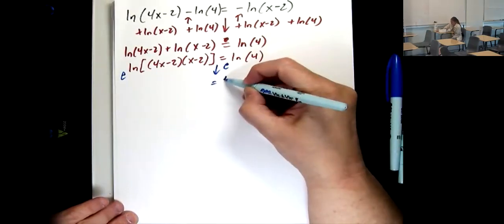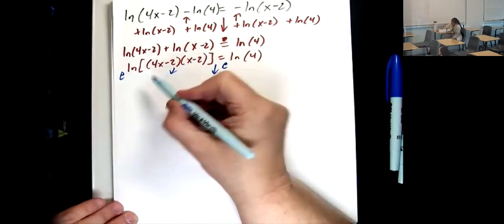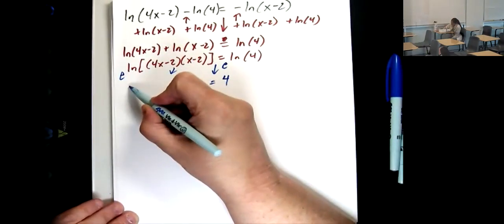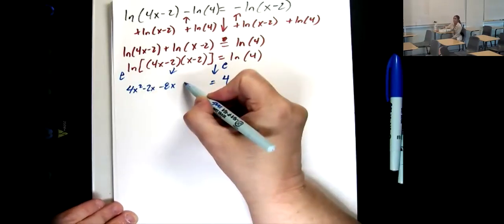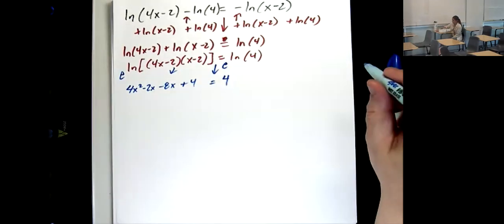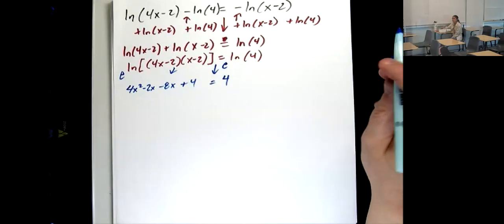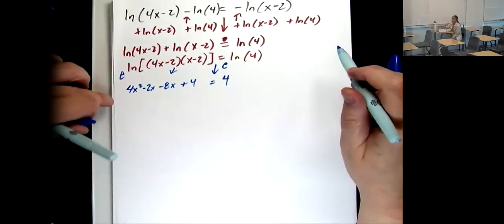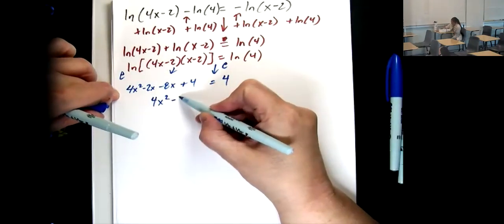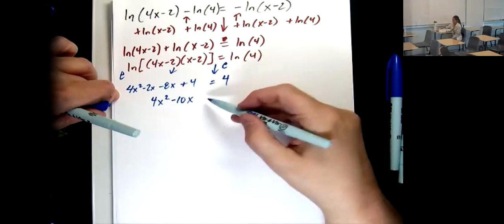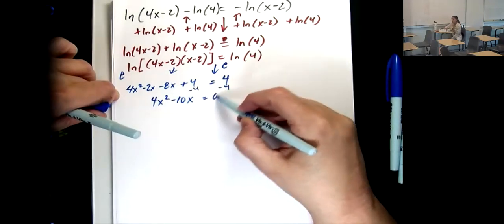The right side becomes 4. This side, I'm going to multiply it out. I've got 4x squared minus 2x minus 8x plus 4. So I get 4x squared minus 10x. And if I subtract 4 from both sides, those go away and that equals 0.